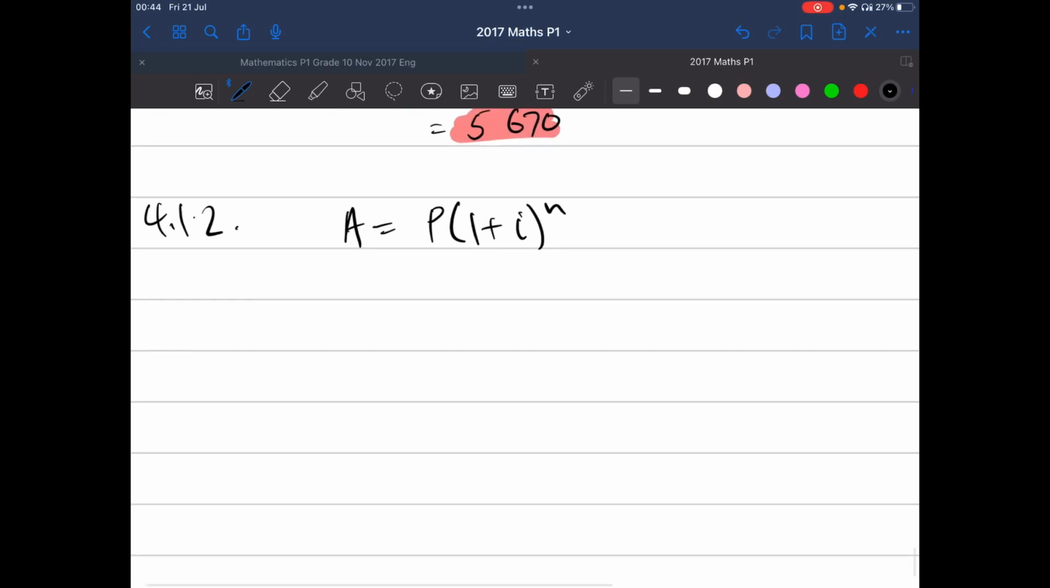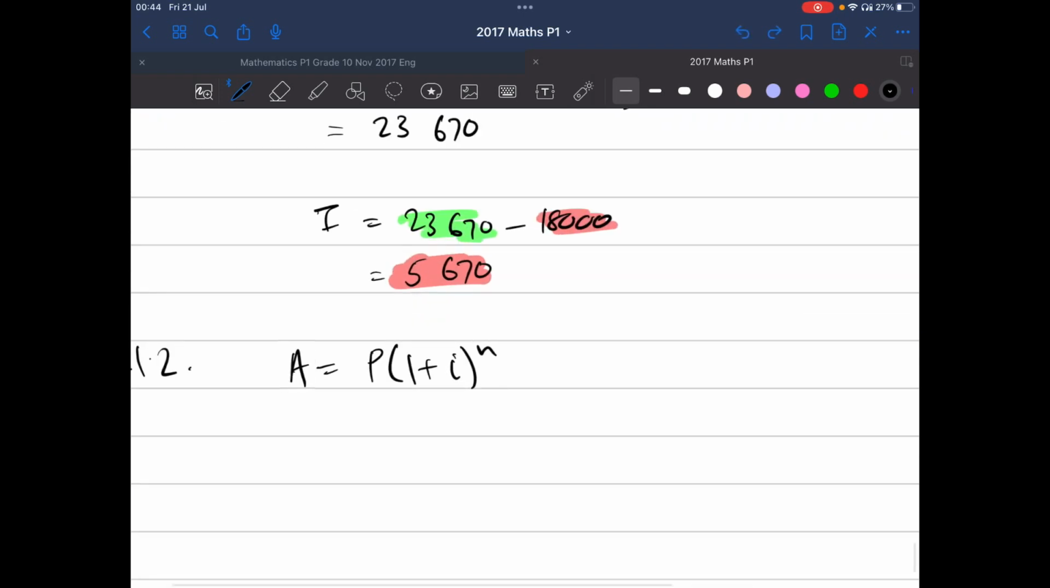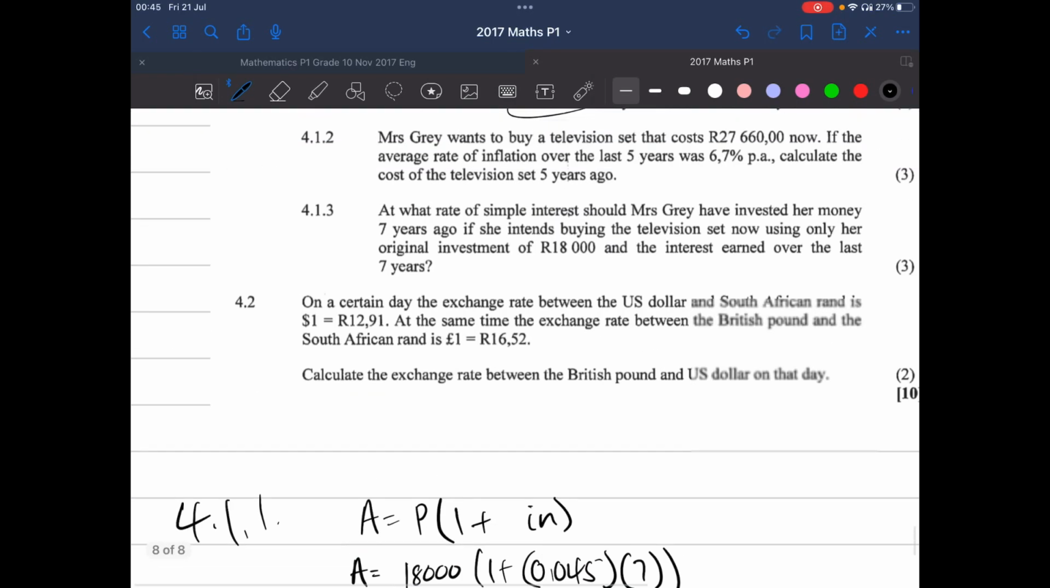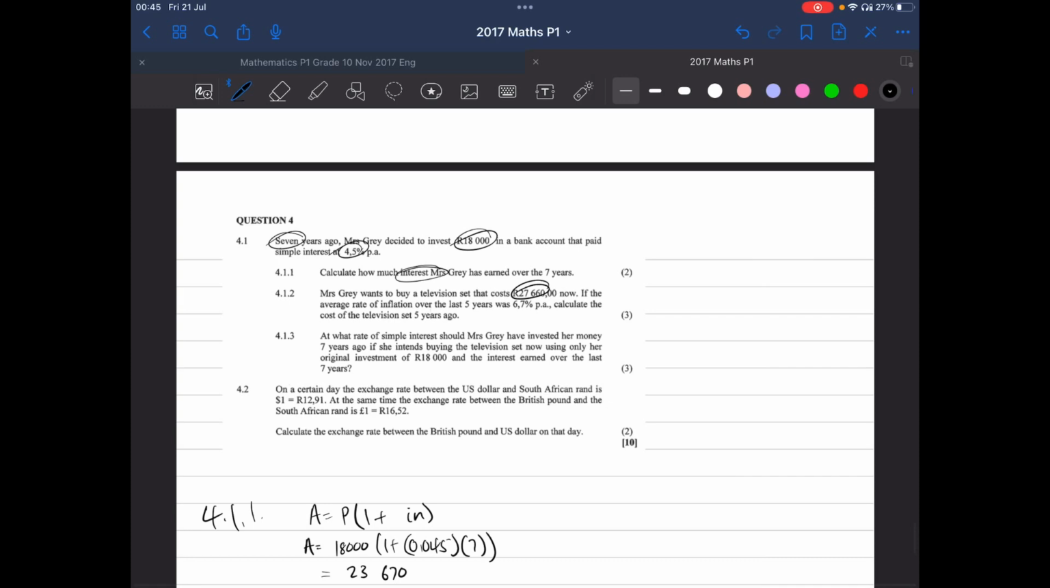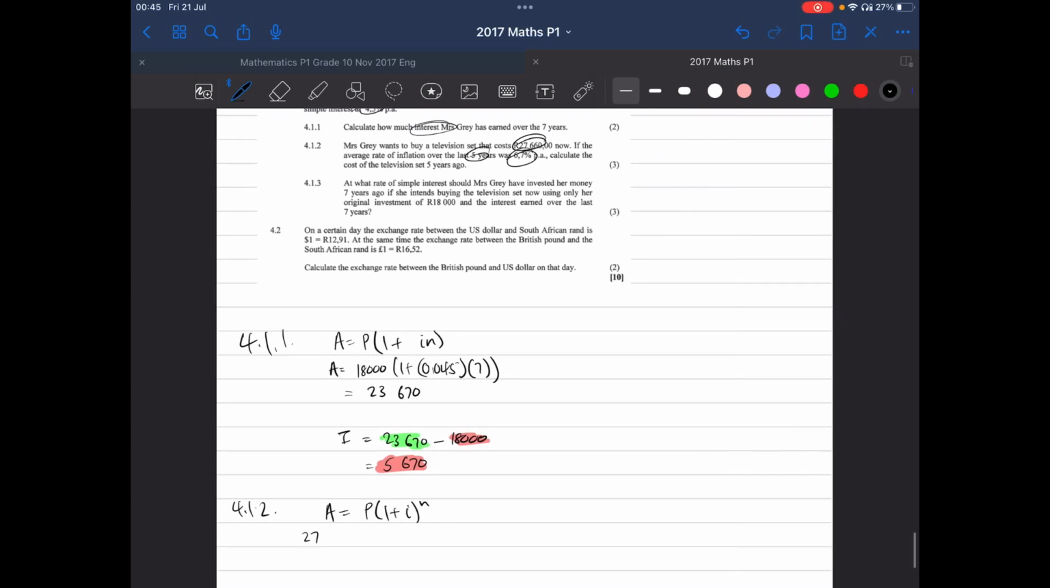So in this case here, A is equal to the amount that it's currently worth, right? P will be the amount that it was originally worth. i again is the inflation rate, and n is the number of years, the time. So it's currently worth 27,660. There's an interest rate of 6.7%, and it was 5 years. Okay, so let's put all that information in.